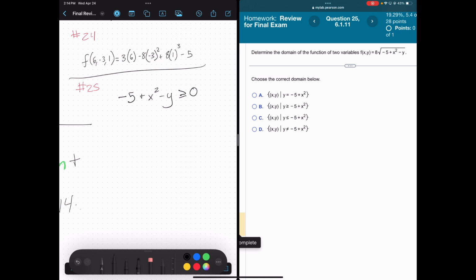And you'll notice all they've done is just solve for y. So if I solve for y, I get negative 5 plus x squared must be greater than or equal to y. Which one does that match?